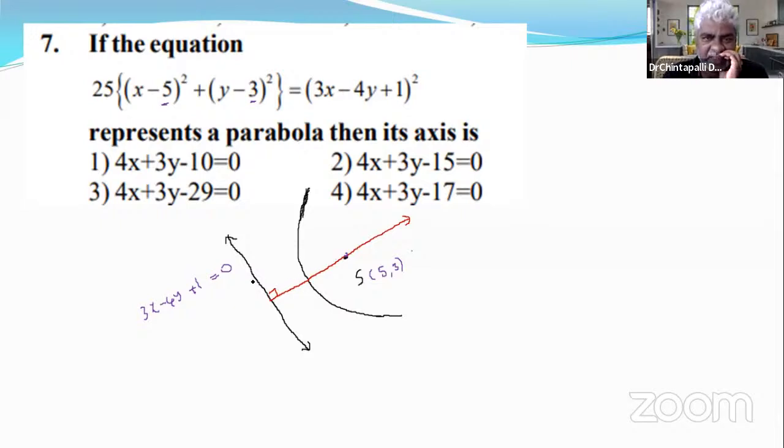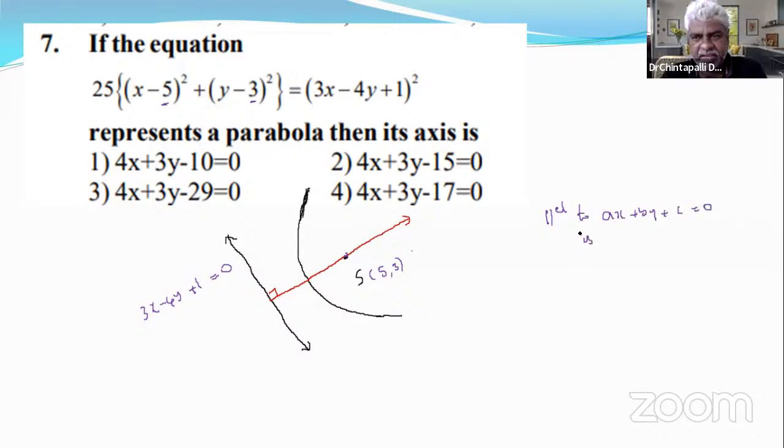See, the required line is perpendicular to 3x minus 4y plus 1 is equal to 0. Previously, we learned two beautiful formulae. Those are for lines parallel to ax plus by plus c is equal to 0.